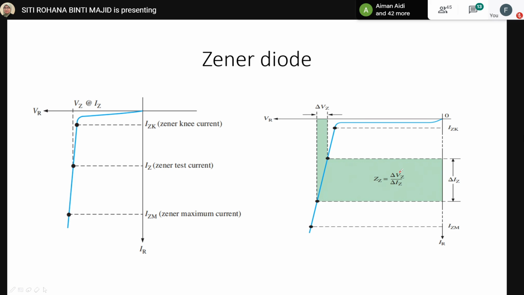ZZ actually is a small constant over the full range of current values. Therefore, if you see from this curve, we should avoid operating a Zener diode near the knee of the curve. Why? As I mentioned before, because the impedance change is very obvious here, it changes dramatically in this area. So we should avoid operating a Zener diode in this region.